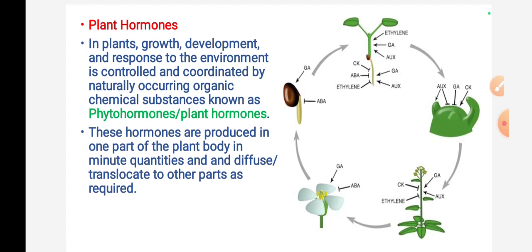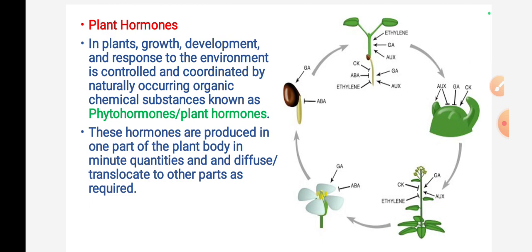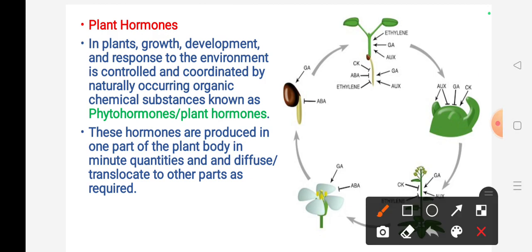In plants, growth and development in response to the environment is controlled and coordinated by naturally occurring organic chemical substances known as phytohormones or plant hormones. These hormones are produced in one part of the plant body in minute quantities and diffuse, or are translocated, to other parts where required. Here we are seeing different stages of plant growth.